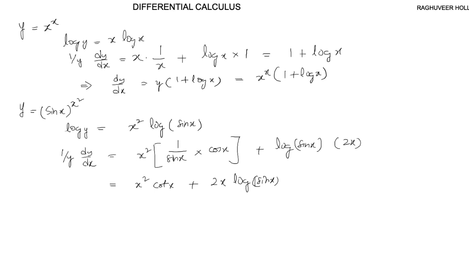Now you get dy by dx is equal to y. So let us substitute it. Y is sine x to the power of x square multiplied x square cot x plus 2x log of sine x, right?